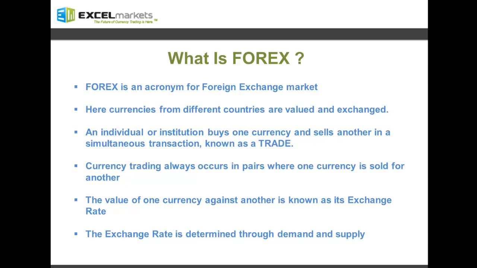So whenever an individual or an institution buys one currency and sells the other one in a simultaneous transaction, it is known as a trade. Currency trading always occurs in pairs, where one currency is sold for another. The value of one currency against the other is what is known as the exchange rate. And this exchange rate is determined through the forces of demand and supply.